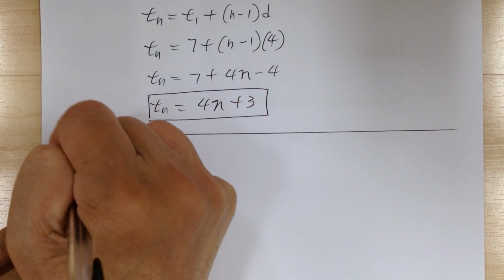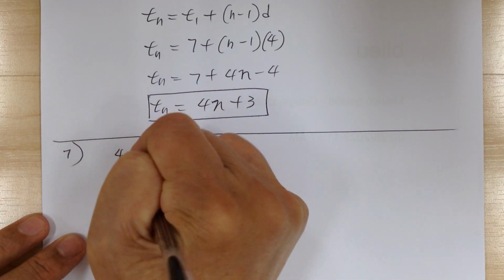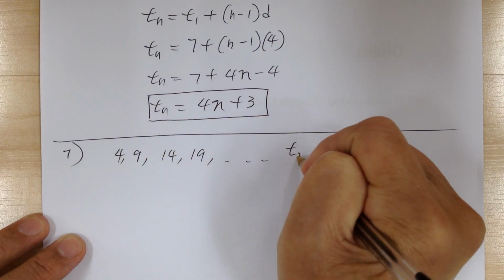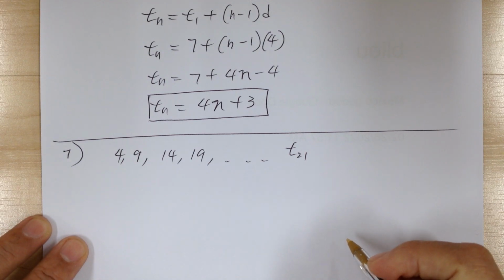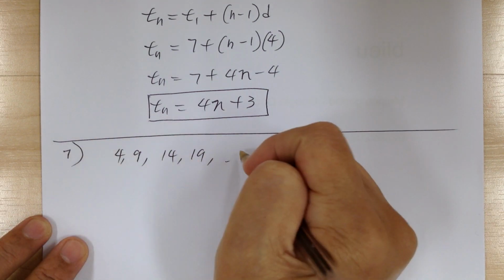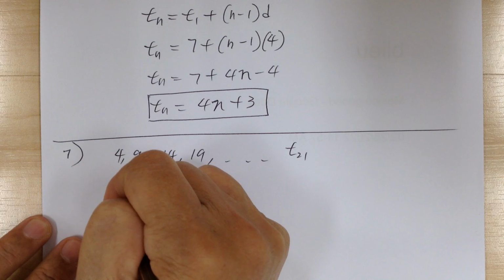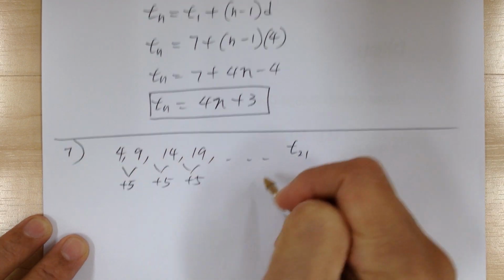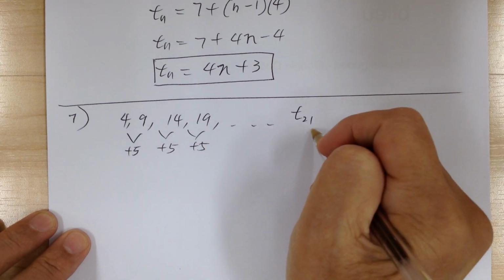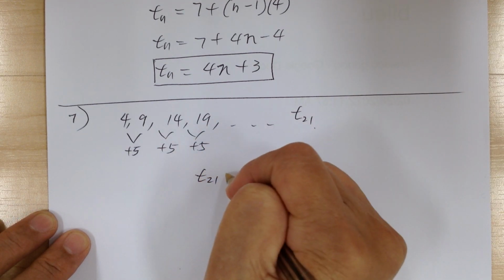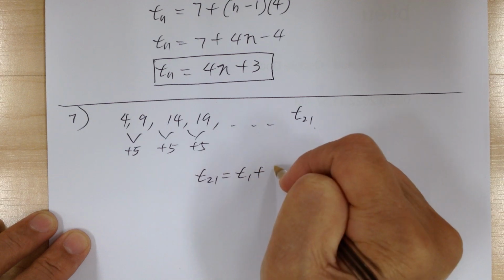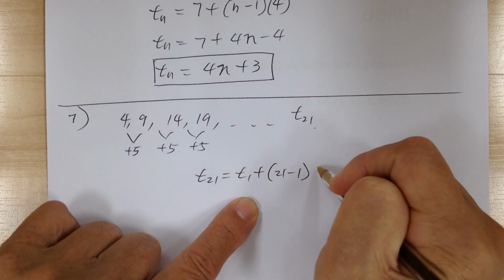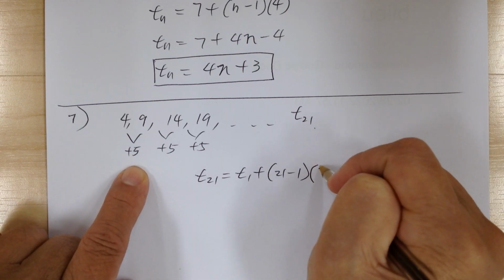Now let's go to number 7. You got 4, 9, 14, 19, dot, dot, dot, dot, and you're looking for T of 21. First, let's figure out the D. Once they give you a sequence, it's fairly easy. You have to add 5, plus 5, plus 5. You're looking for T21, so you start with T21 equals T1 plus, now when you use 21 and 1, you have to use 21 and 1, times D. D is 5.